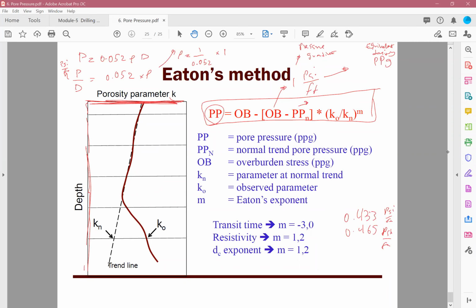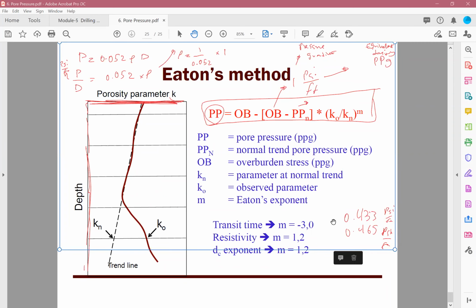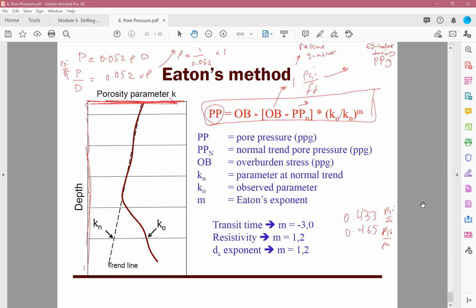You can convert that into pound per gallon, use it in this equation, right? And what else? This is the normal, right? And then you have K. So K is a parameter, which could be resistivity again, conductivity, transit time, density, DC exponent, any of those parameters. There is a normal one, which is the extrapolation of the normal area at the same depths. And then there is one that actually came from your well log, right?